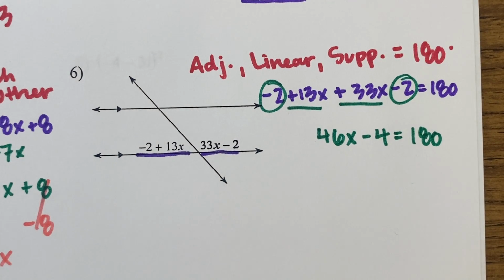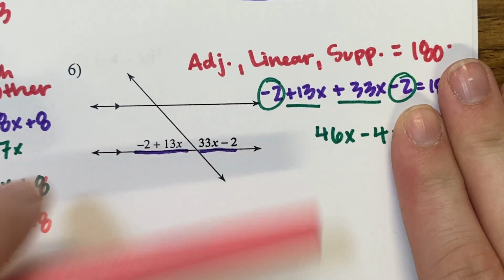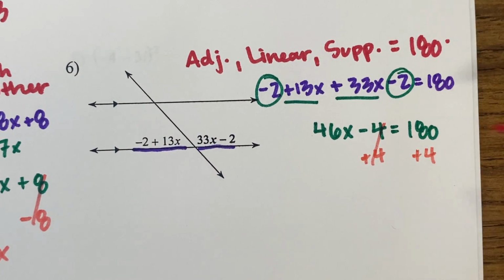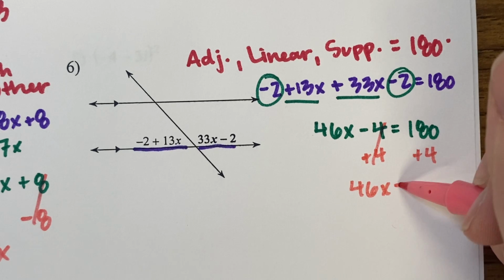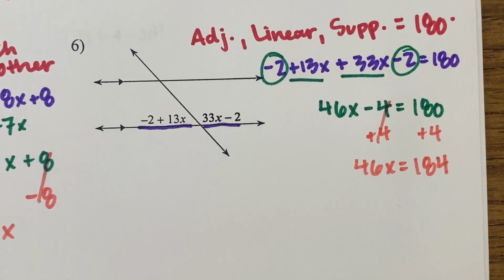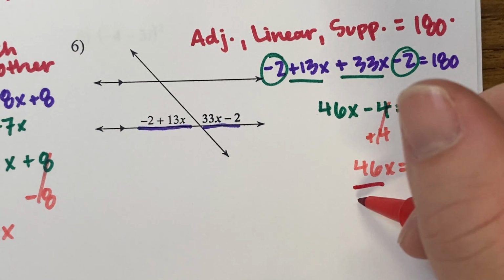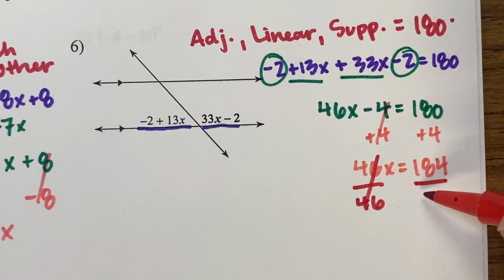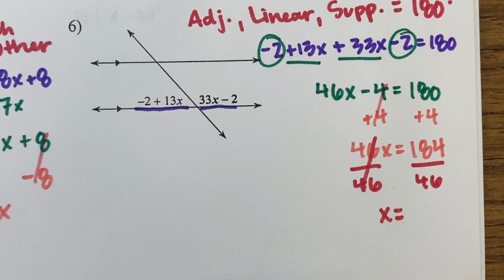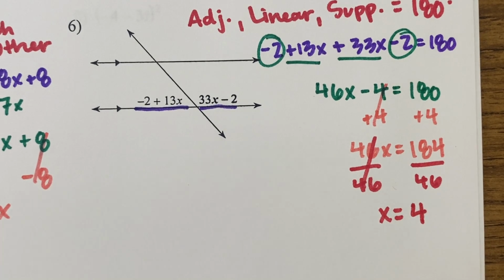Okay. So now we can just start getting rid of stuff. To get x by itself, I have to get rid of negative 4 first. It's farthest from my x. So we're going to add 4, add 4. 46x left on this side equals 184. And my last step for getting x by itself, opposite of times by 46, is divide by 46. So 184 divided by 46 gives me 4.